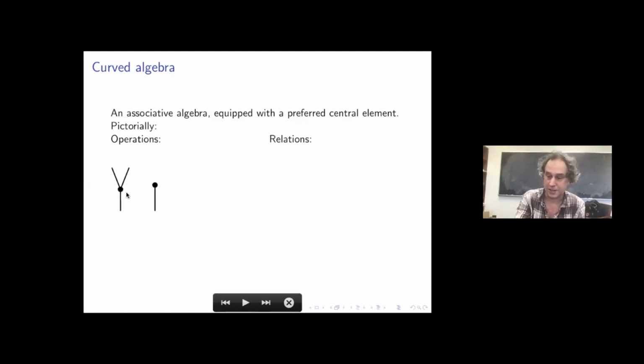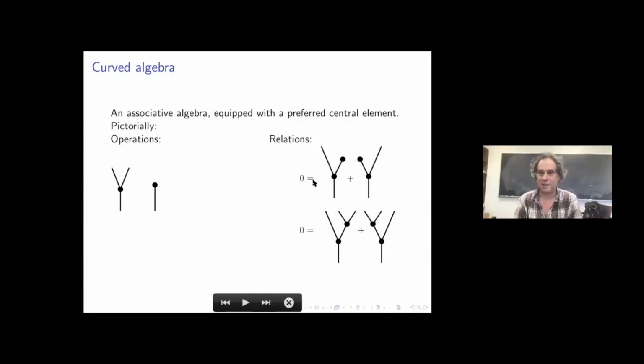We're going to draw two trees. One is a tree with two inputs and one output, the tree that represents the multiplication. And there's a tree that has no inputs and one output. That's the central element. And there are two relations. One is that this central element is central, which is to say that when I multiply on the left or on the right, it's the same. By the way, I'm always over Z mod 2, so I didn't bother with any signs. The second relation is that the algebra itself is associative. So this is the data that we associate to a horizontal cut.